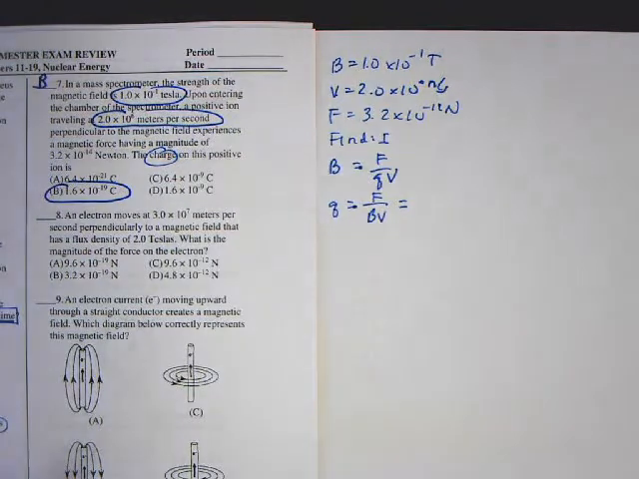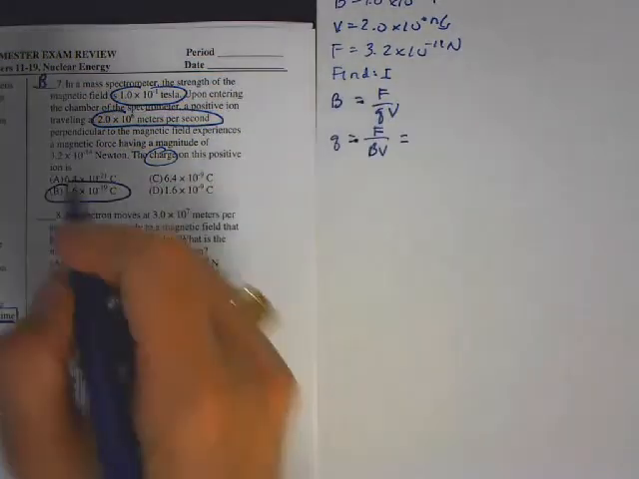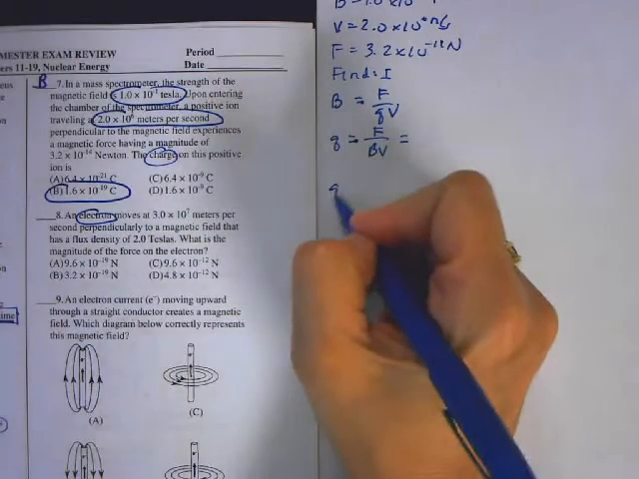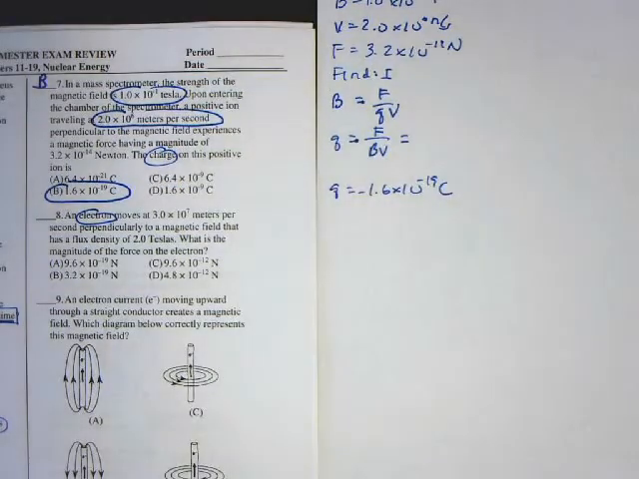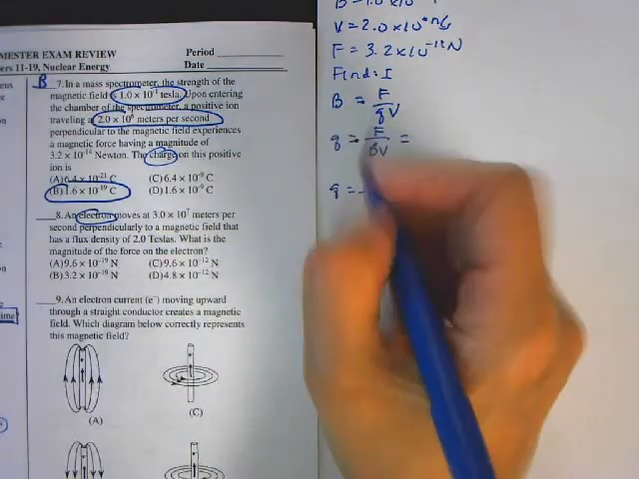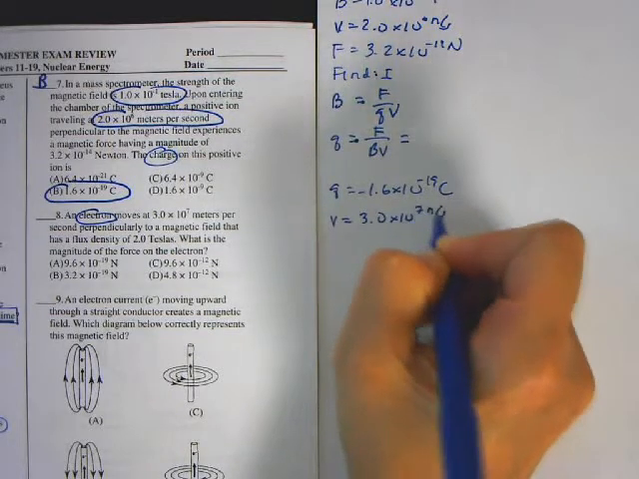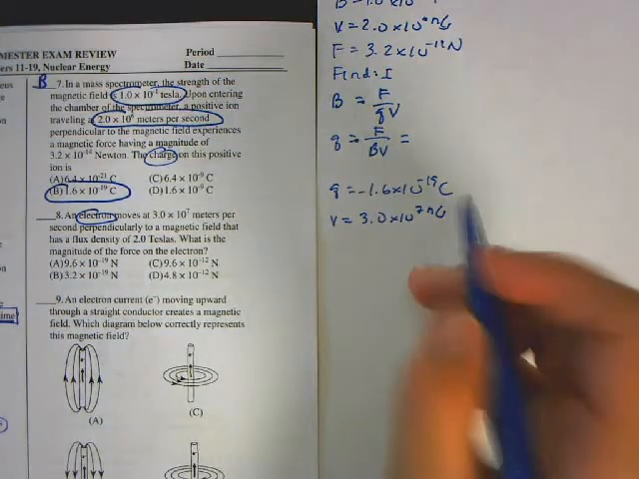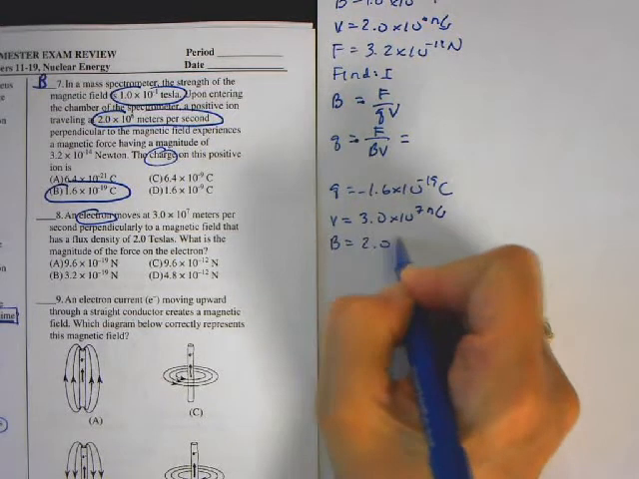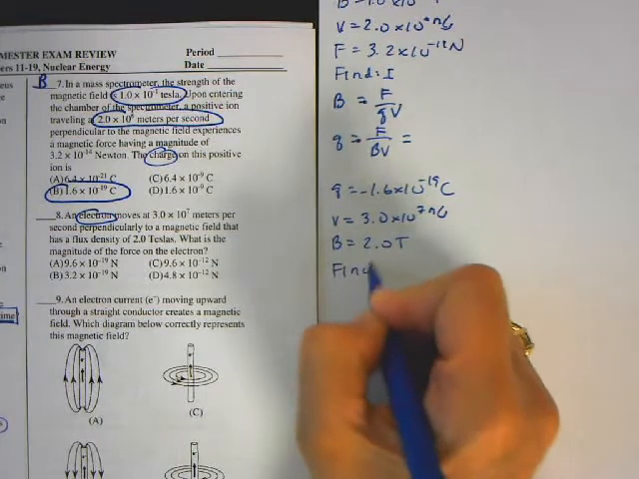All right, number 8 is also a calculation. So it says an electron, so we have to remember that an electron has a charge of negative 1.6 times 10 to the negative 19 coulombs. It moves at 3.0, so that's V, 3.0 times 10 to the 7 meters per second, perpendicularly to a magnetic field that has a flux density of 2 Teslas. So that means that B is equal to 2 Teslas. What is the magnitude of the force? So now I want to find F.